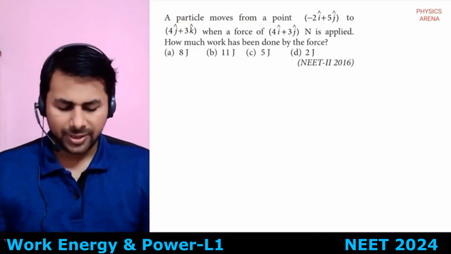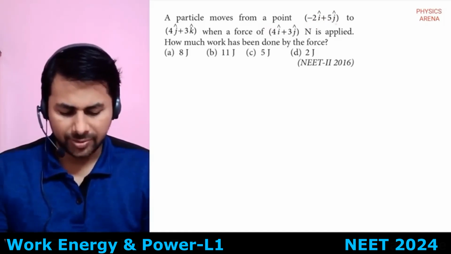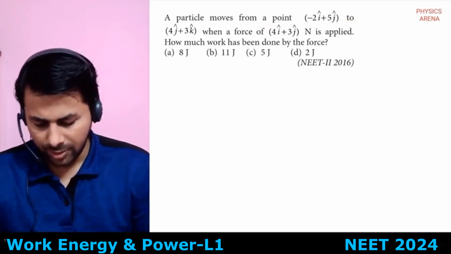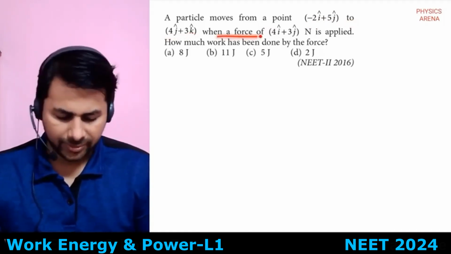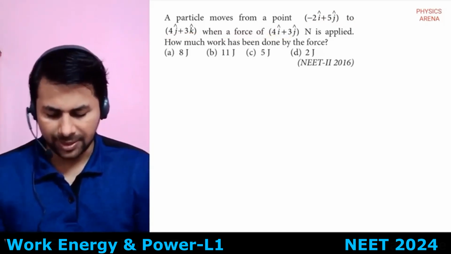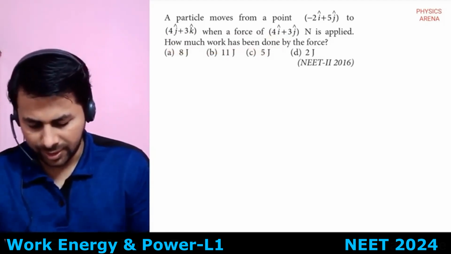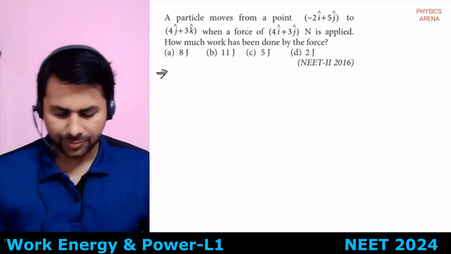A particle moves from a point, the initial point minus 2i cap plus 5j cap, to 4j cap plus 3k cap, when a force of 4i cap plus 3j cap newtons is applied. How much work has been done by the force? Tell me, what should we do?